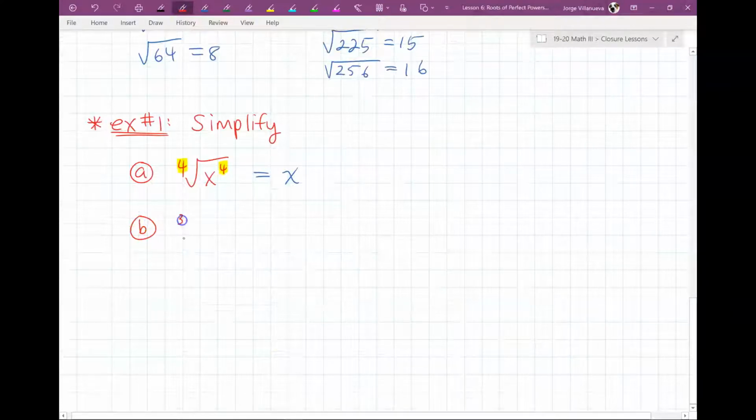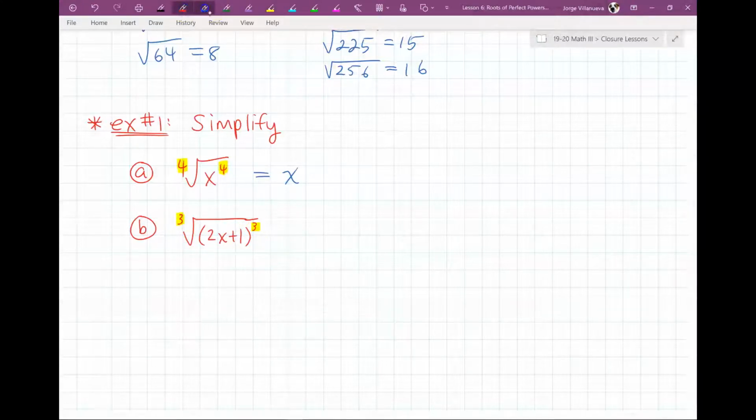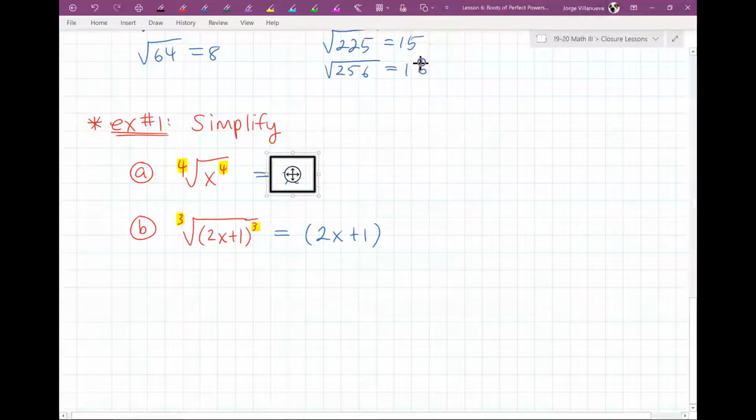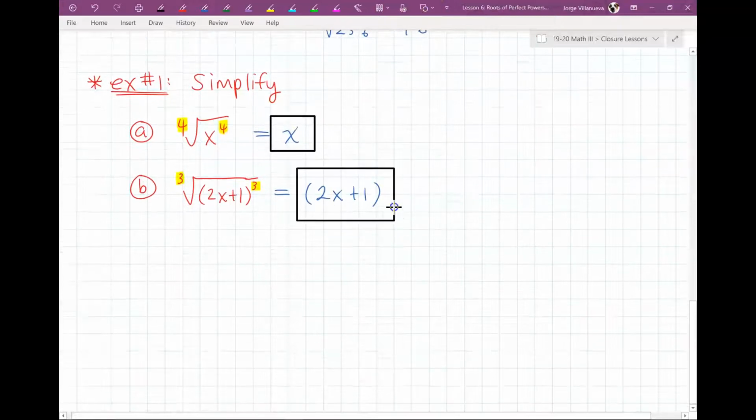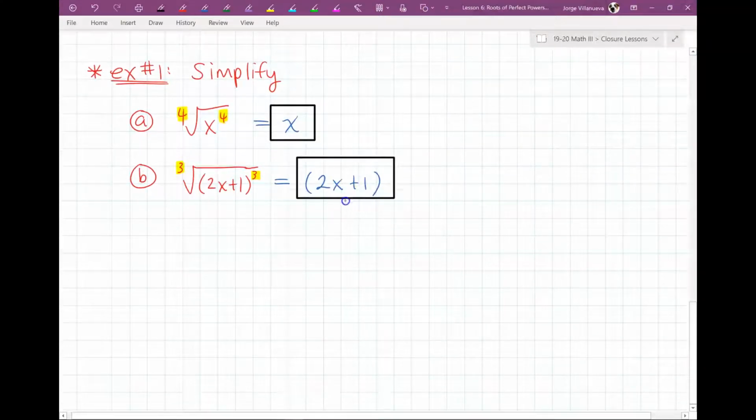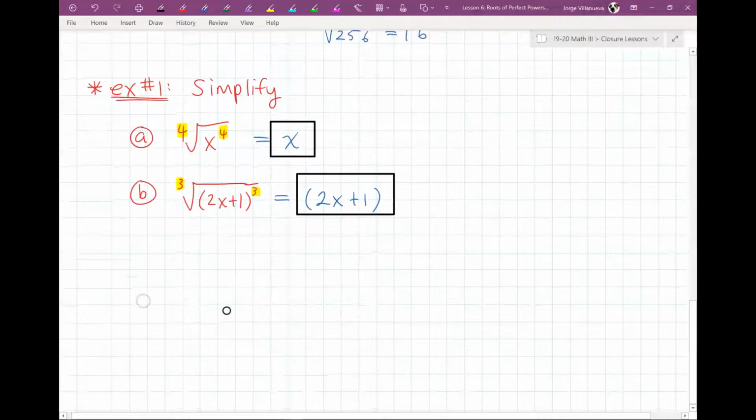B. The cubed root of 2x plus 1 cubed. Again, the radicand and the power match. So the only thing that's left for us to write down, because it's going to make the radical disappear, is just 2x plus 1. So there you go. We have our answers. Okay, those are pretty quick, and yeah, some of your homework will literally be that easy, so that's good, right? So those are two examples.